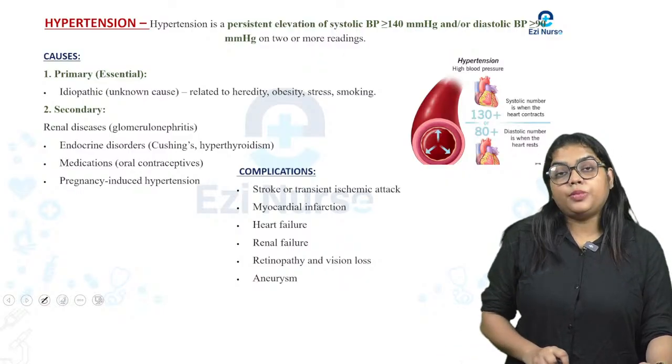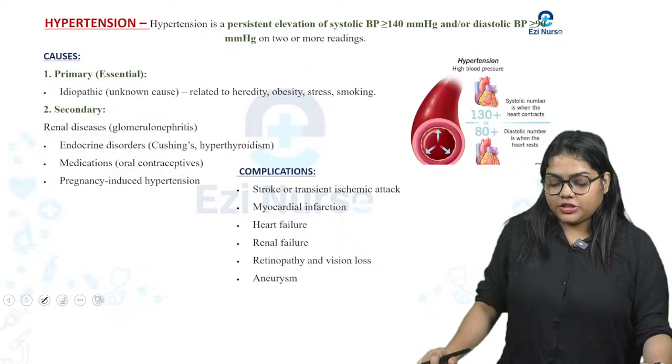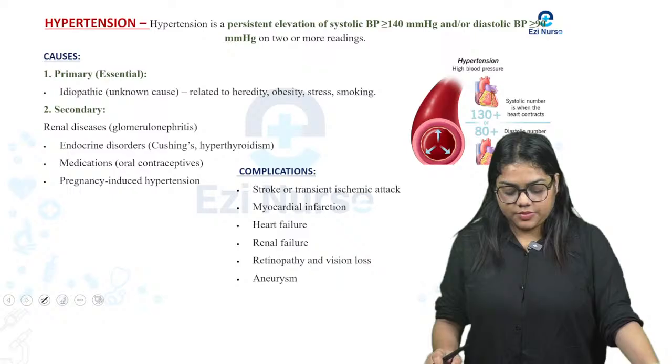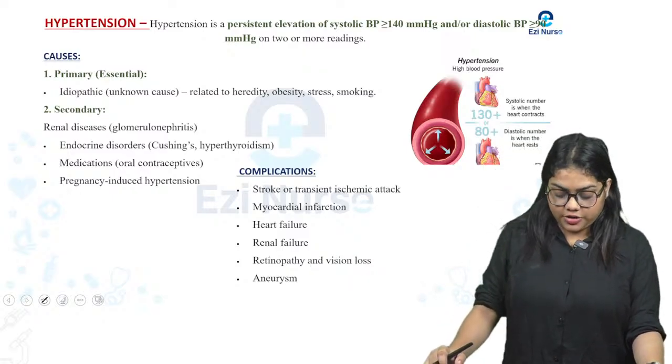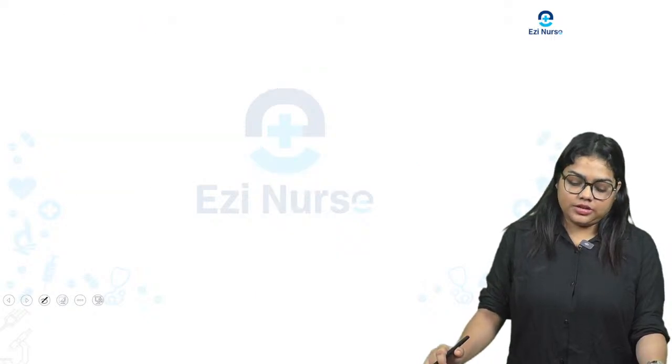Okay, so what are the complications, or what are the signs and symptoms we can see? For the patient with continuous hypertension, we can see stroke or transient ischemic attack, myocardial infarction, heart failure, renal failure, retinopathy, vision loss and aneurysm.